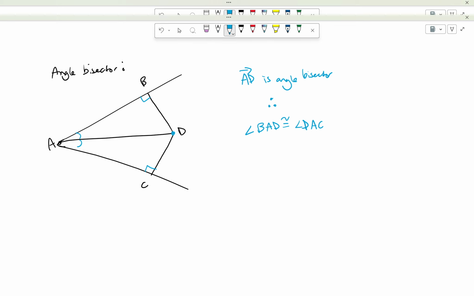Okay? So, if we have that, without the other information, the converse is going to be true. If BD is congruent to DC, then AD would have to be the angle bisector. Right? So, let's do another little example here.